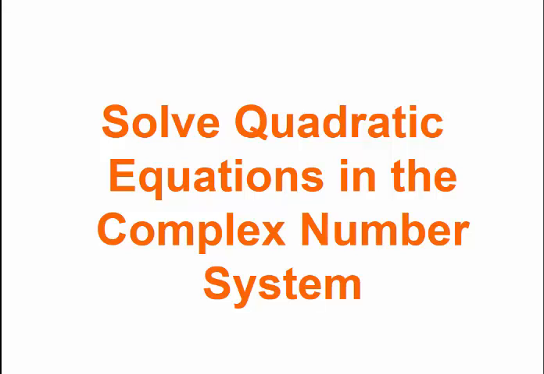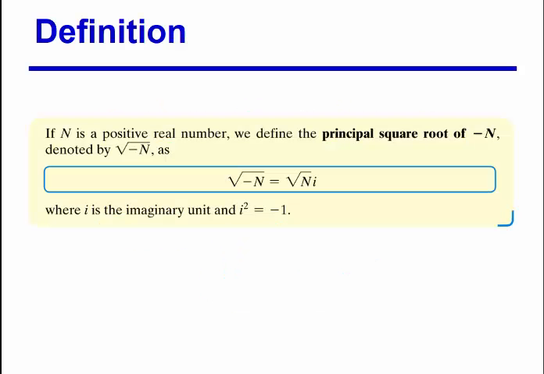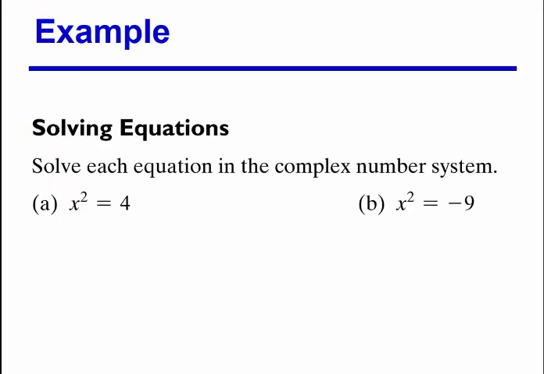So we're going to solve quadratic equations in the complex number system. If n is a positive real number, we define the principal square root of negative n, denoted by the square root of negative n, as being equal to the square root of n times i, where i again is the imaginary unit and i squared is equal to negative 1. So let's solve these equations. We're going to solve each equation in the complex number system.